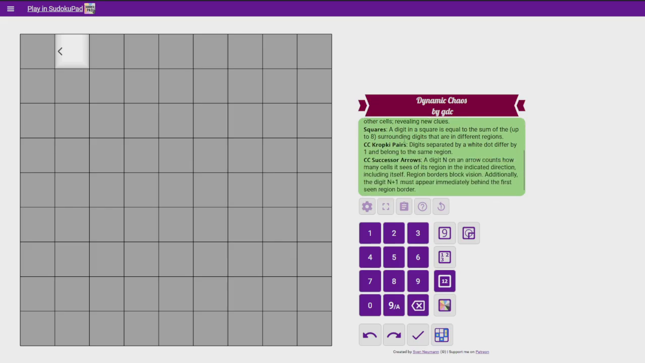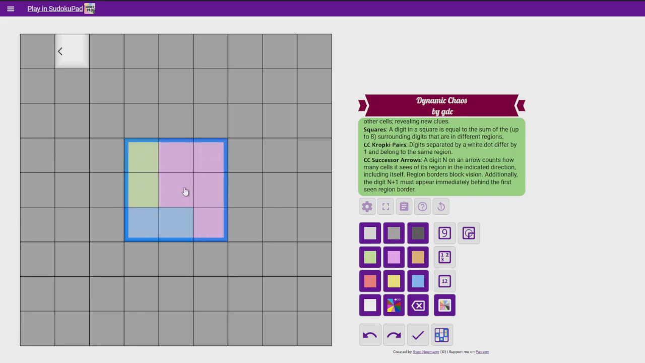I'm sorry. Squares. A digit in a square is equal to the sum of the up to 8 surrounding digits that are in different regions. That's interesting. So if we had a square here, and it was purple, let's say these cells are purple, these 2 are green, and these 2 are blue, then that digit would be equal to the sum of these 4 digits. I think that's what that's saying. Yeah. Okay. That's interesting.